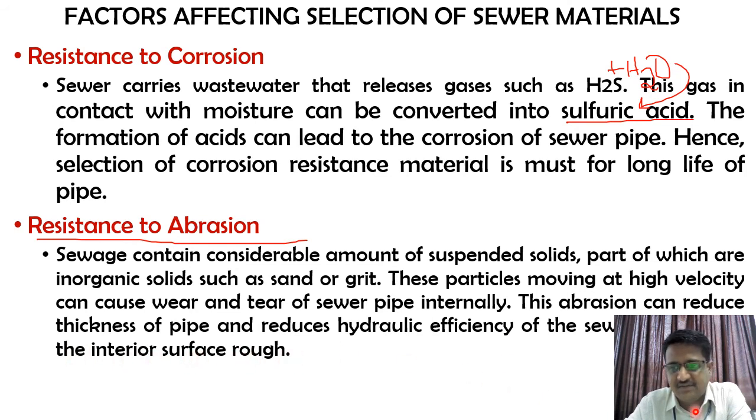So here you can check out, basically what will happen is these suspended particles, or settleable particles, which are there in that sewer, will start acting on the surface of that particular pipeline, because of which in due course of time there may be some erosion of the pipe material. So that's why even that needs to be resistant for any material to be selected.